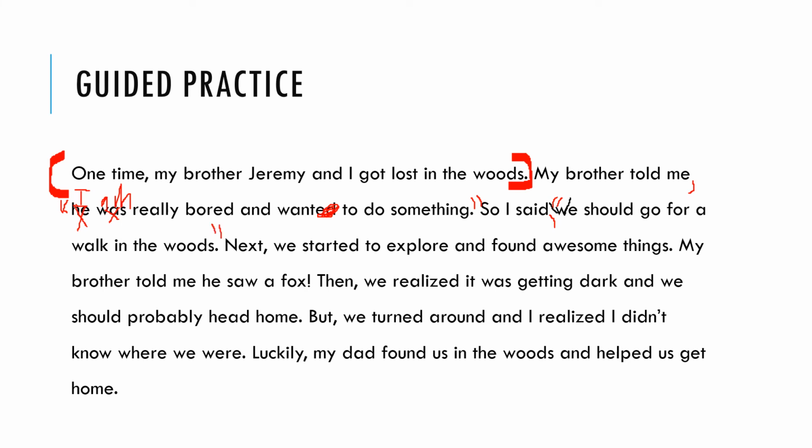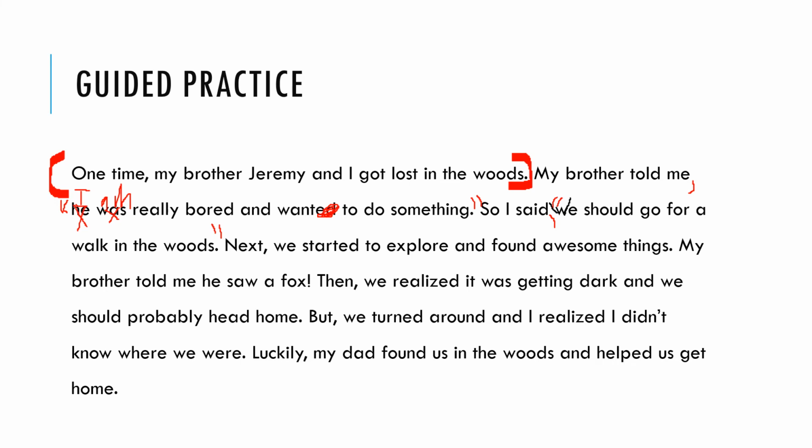Now we have two pieces of dialogue in our text. It's really getting more interesting. Next, we started to explore and found some awesome things. Okay, that sounds pretty good. That's part of our transition words and some details. Let's continue to read. My brother told me he saw a fox.